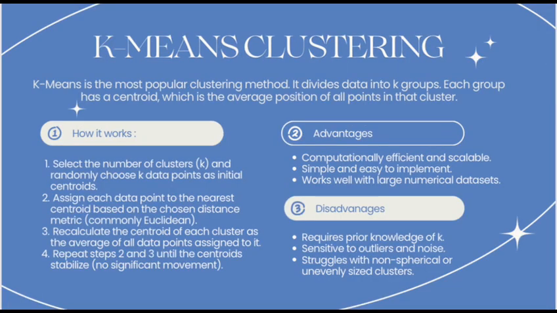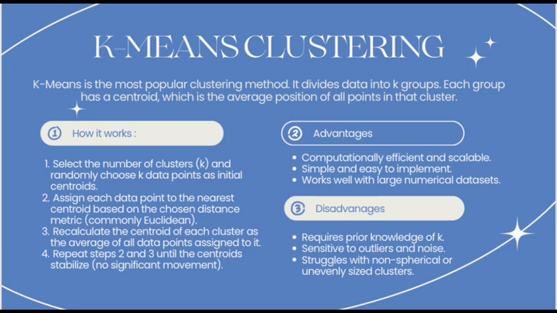In clustering, there are two main methods. And now I'm going to explain about the K-means clustering method. K-means is the most popular clustering method. It divides data into K groups. Each group has a centroid, which is the average position of all points in that cluster.